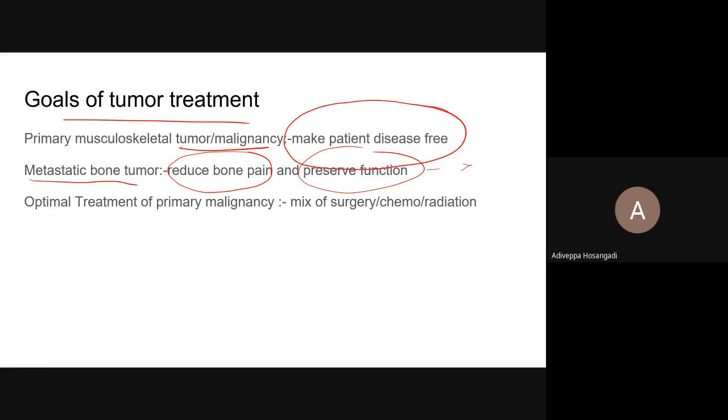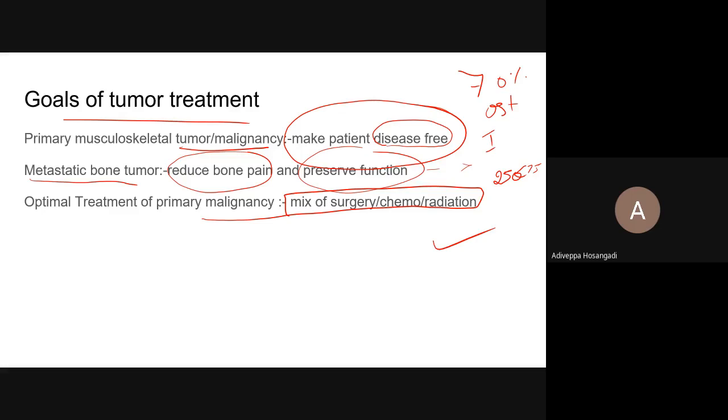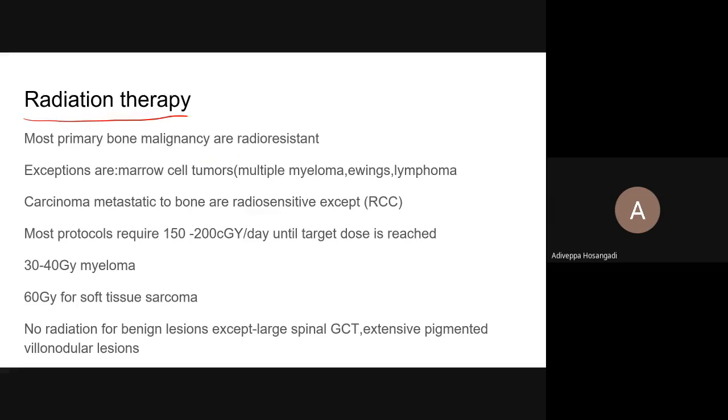But in primary bone tumor, try and achieve making patient disease free. Up to 70% of osteosarcoma, long-term survival chances are there in low-grade osteosarcoma without mets. If they come with metastasis, the chances drop very much. It comes to less than 25 to 50% for the long-term disease-free survival. So optimal treatment of malignancies can be any of these three. Okay, surgery, chemo. This is known in any malignant tumor management. Okay, so I will come to radiation therapy in very brief version.